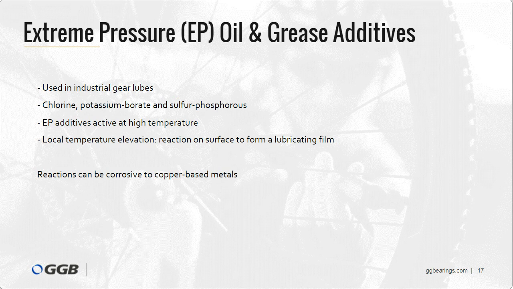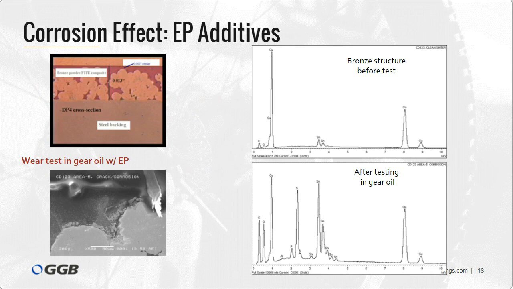But it's got a negative, and that is, here we've got one of our bearings. This is a polymer bearing. It's got three layers. It's got a steel layer, a porous bronze layer, and a polymer layer. And so what we did is we tested this in a gear oil with an EP additive. And the top EDS spectrum shows the composition before, where you get copper and tin, as it's supposed to. That's the bronze showing up.